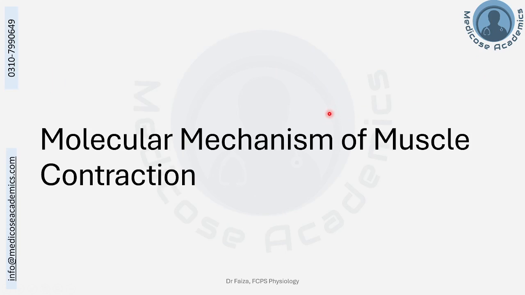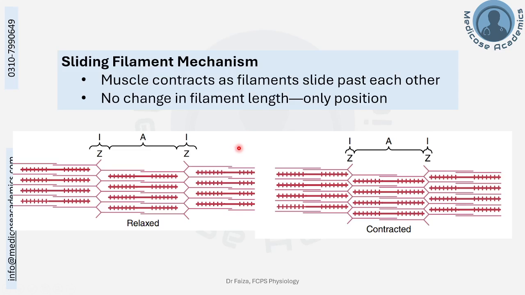Now let's have a look at the molecular mechanism of muscle contraction. That is what happens when the calcium is released into the sarcoplasm and how does it lead to the muscle contraction. When the muscle contracts, the basic unit of the muscle that contracts is the sarcomere. This is the relaxed state of the sarcomere and this is the contracted state of the sarcomere.